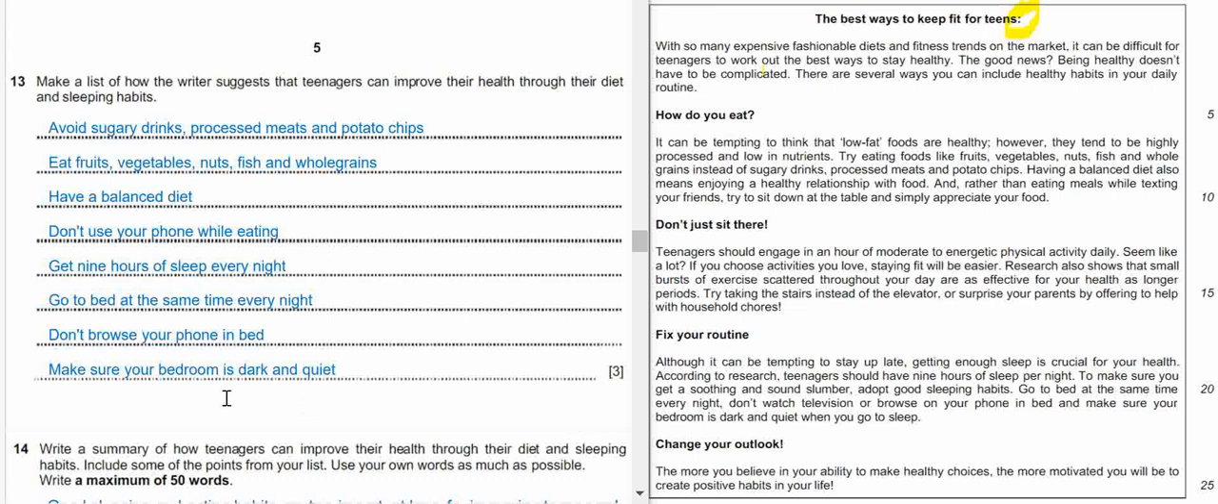Make sure your bedroom is dark and quiet when you go to sleep. So that will be the 8.8 covering 8 lines for 3 months. Minimum you have to provide 7 points to get full marks.